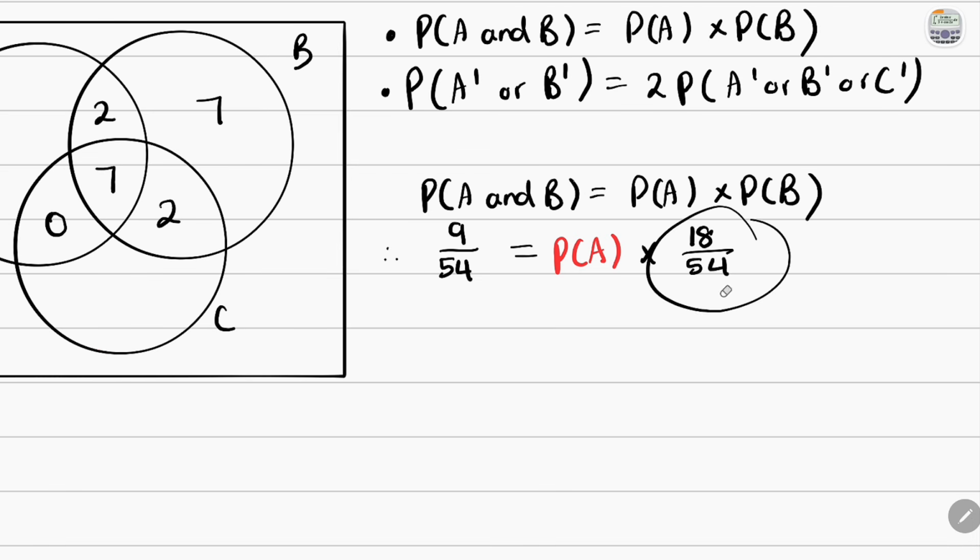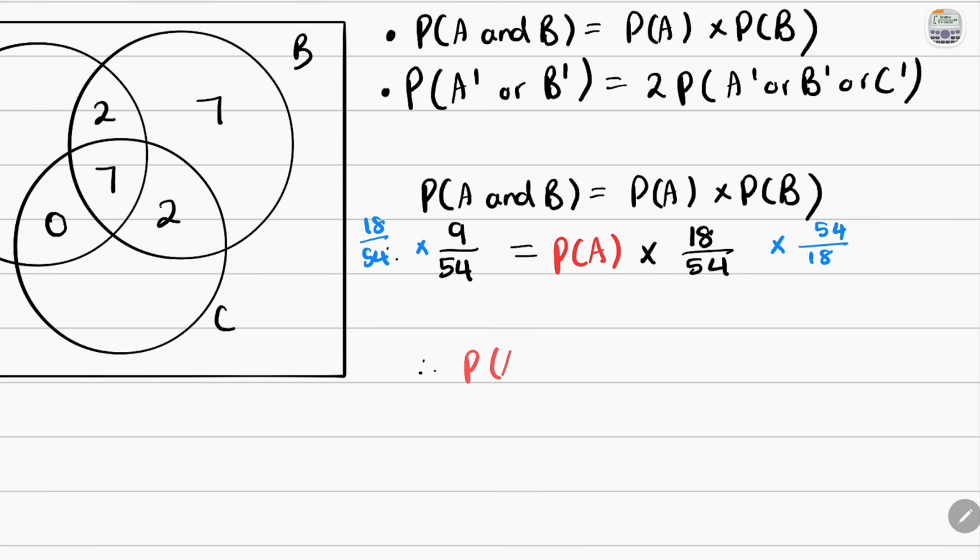To do that, we need to get rid of the 18 over 54. You can decide to divide both hand sides by 18 over 54. That is fine. Or we can also do this. To get rid of this, we can multiply by 54 over 18 on both hand sides, of course, because this is an equation. And let's get our answer.